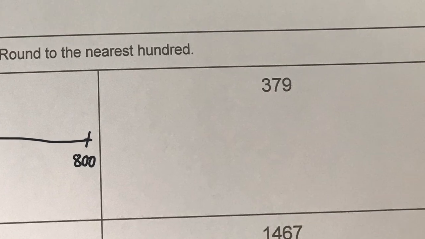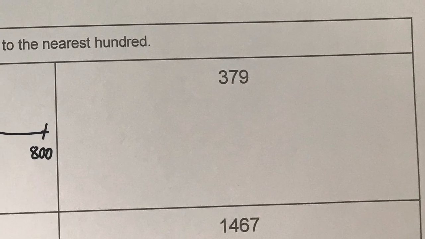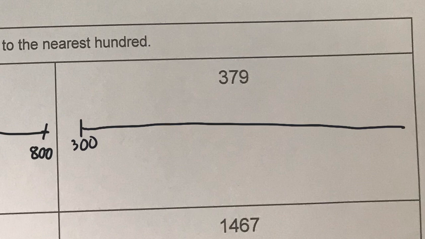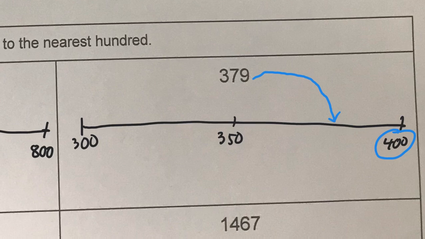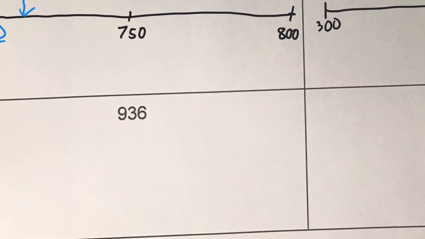And over here, 379. So we'd have 300 on one side and 400 on another side. 350 is right in the middle, and 379 would be maybe right around there. So that one rounds up. And then I think this next one you can do on your own.